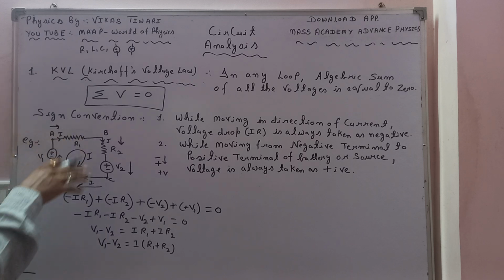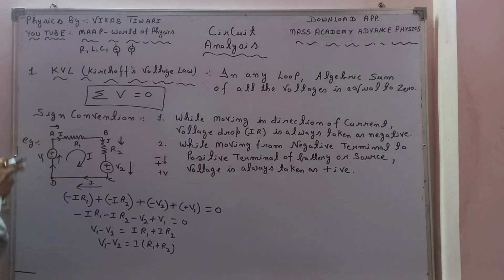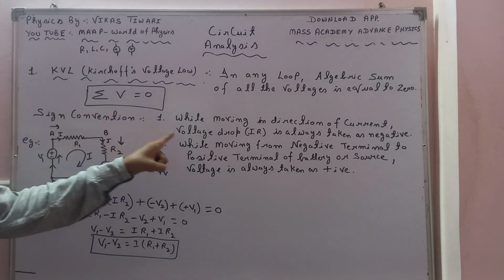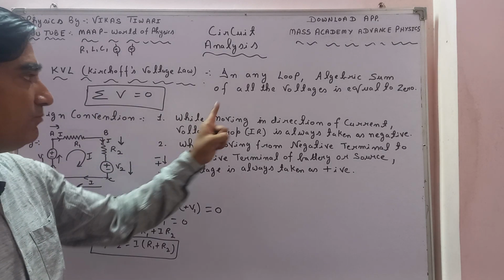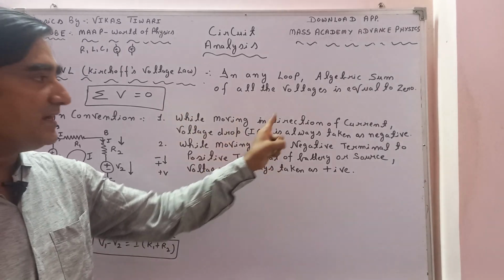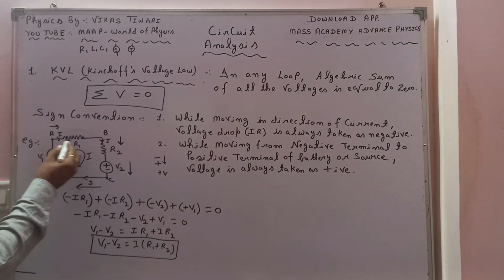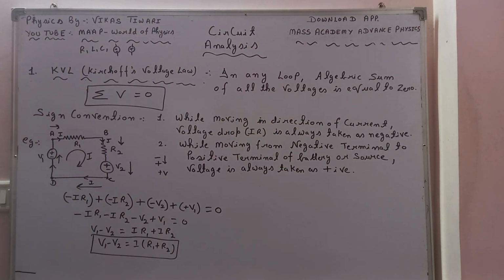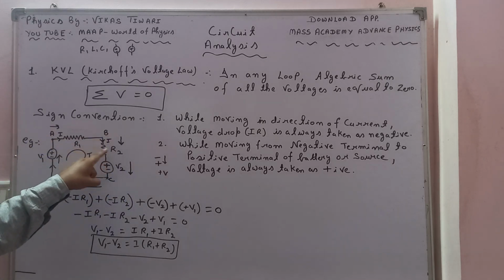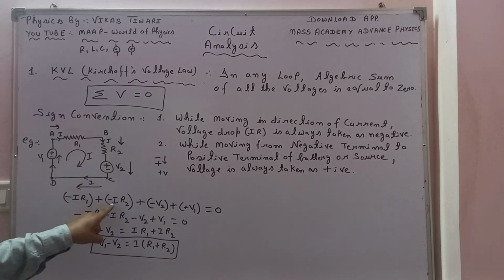Okay, so this is just the mathematical part only. Again I am saying this is the application part. Okay, while moving in the direction of current, we have to remember these two things. While moving in the direction of current, the voltage drop IR is always taken as negative. I have taken IR1 and IR2 both, because the direction of myself and the direction of current are both the same. Okay, so I have taken minus IR1.